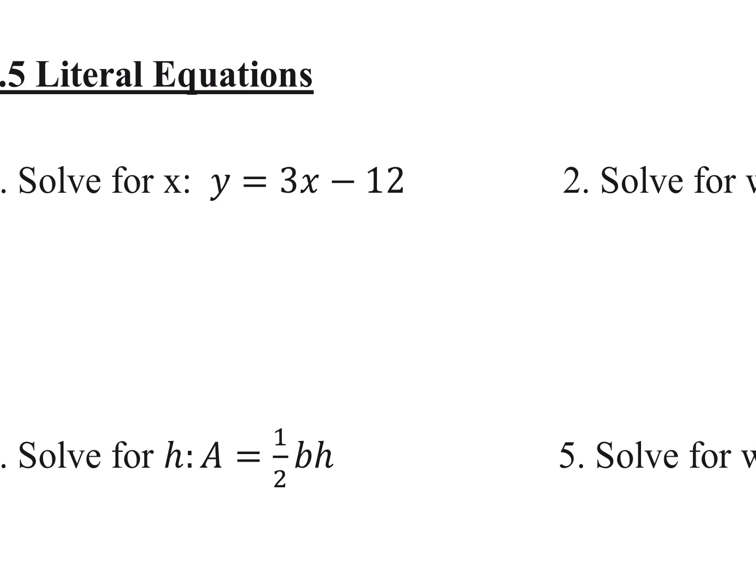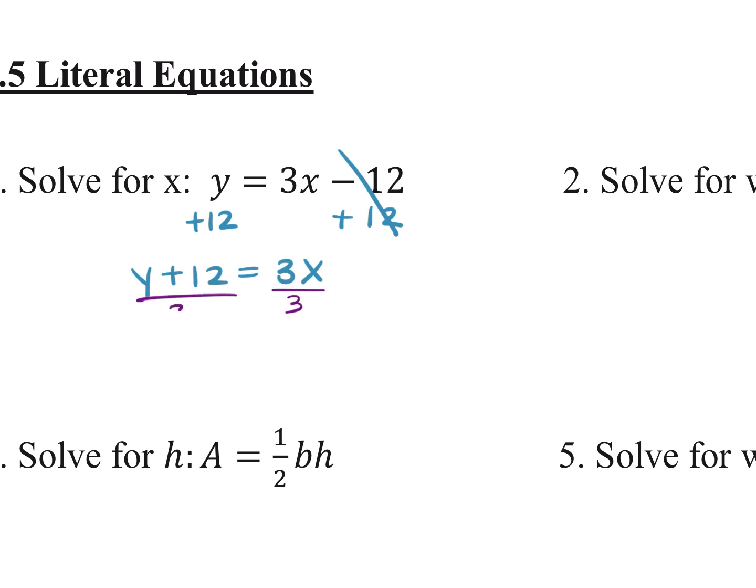If I want to solve for x, what's my first move? Add the 12, right? It's a negative 12 right now, so add it, and it becomes 0. But whatever you do to one side, you got to do to the other. So add 12. So you have y plus 12 equals 3x. How do you get x by itself?